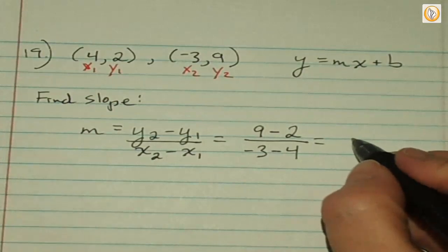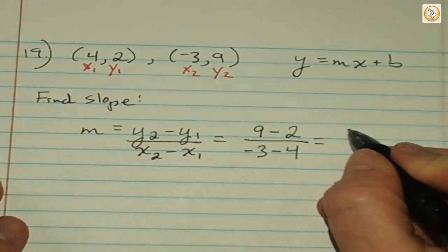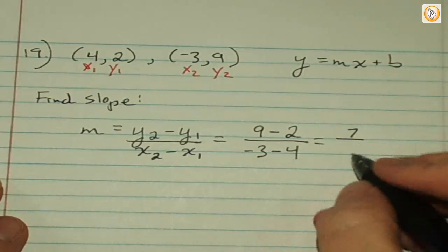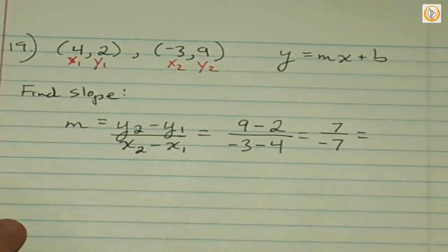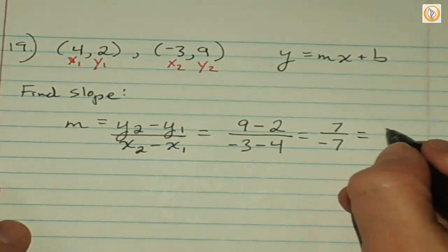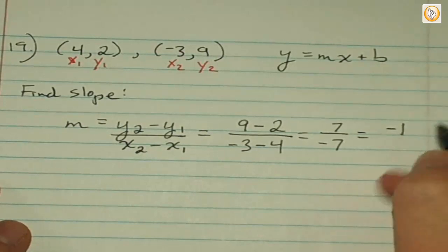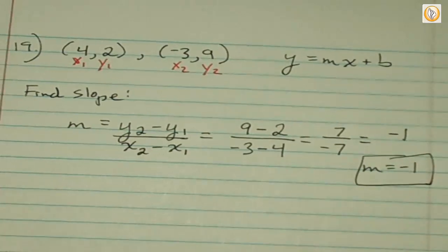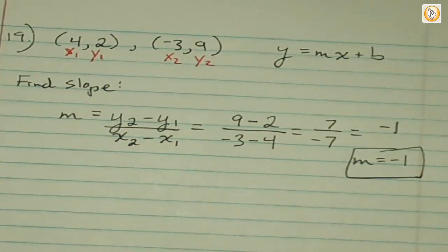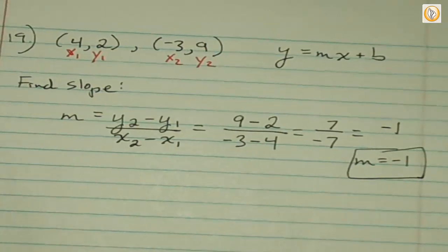What's 9 minus 2? 7. And -3 minus 4? -7. And 7 divided by -7 is what? You can do this. Absolutely. M is -1. Would it be wrong if I graph 7 over -7 as the slope? No, it's going to end up giving you the same thing. Okay, so I found my slope.